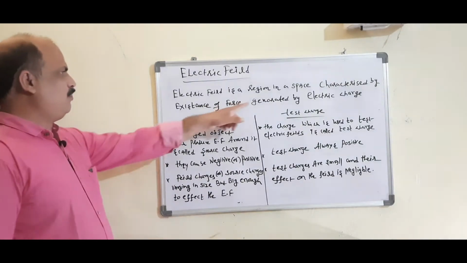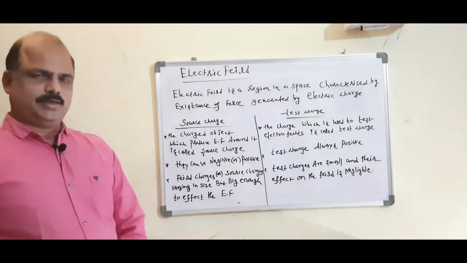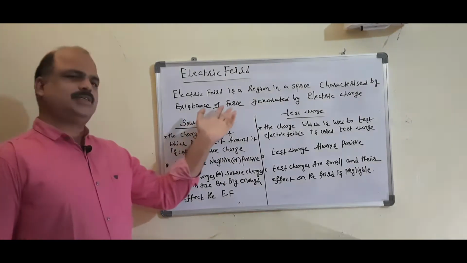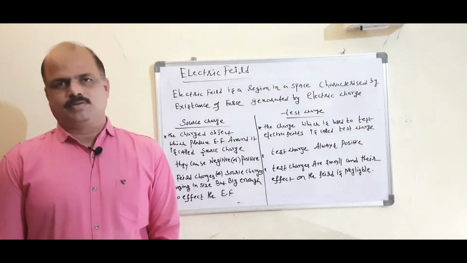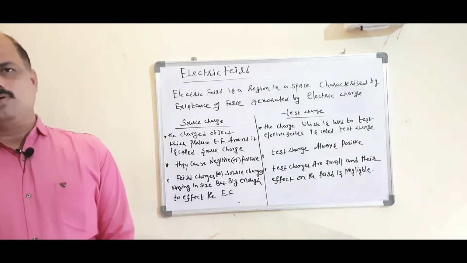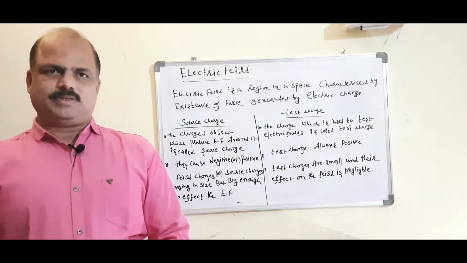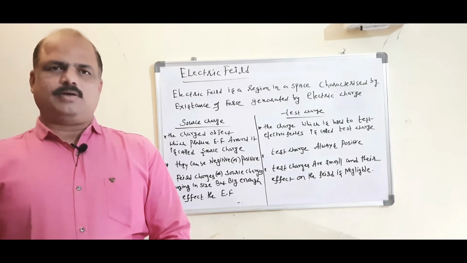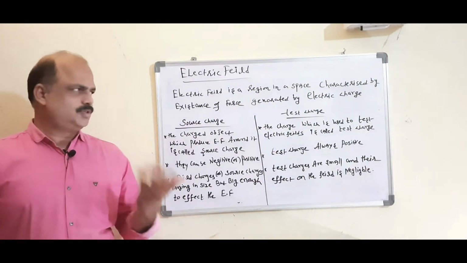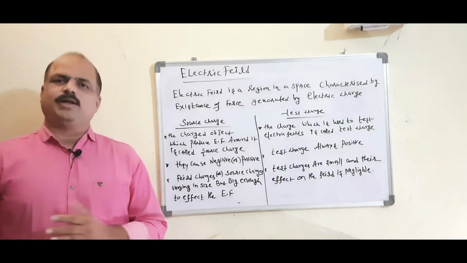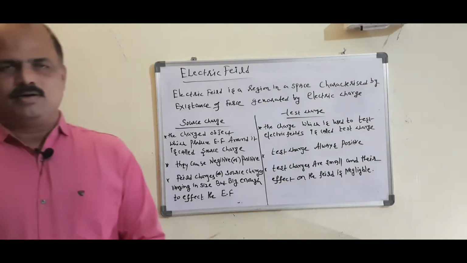What is meant by electric field? Electric field is a region in a space. It is characterized by the existence of force generated by electric charge. So electric field is nothing but a region in a space which is characterized by the existence of force that is generated by electric charge. That is the basic definition of the electric field.